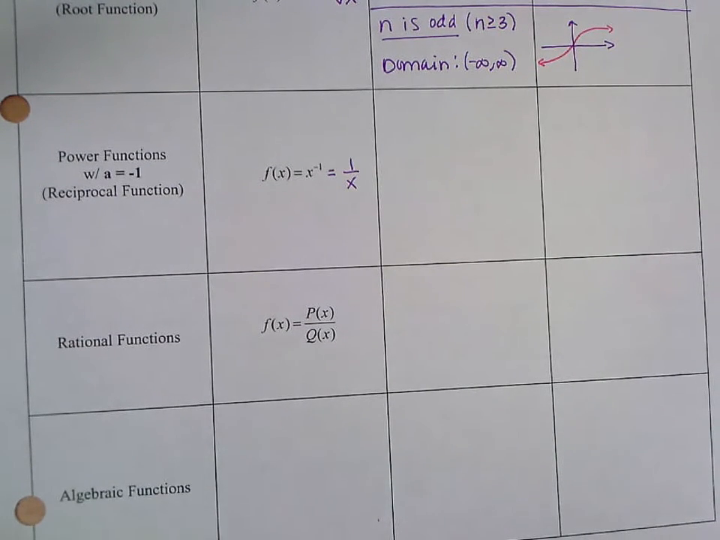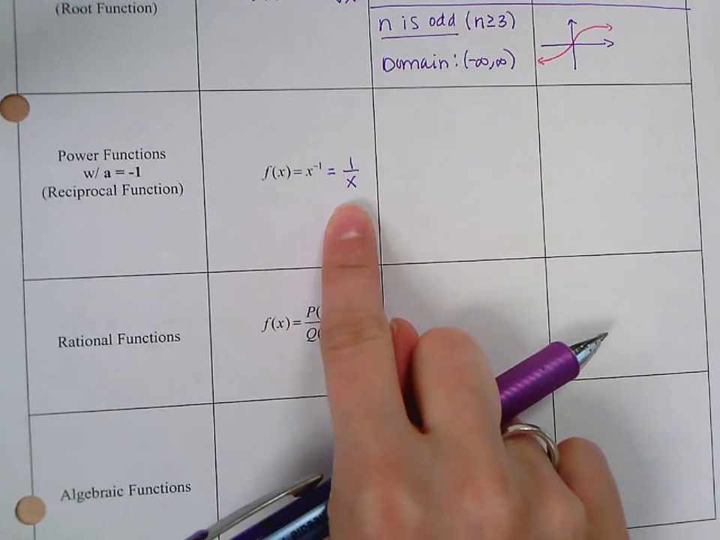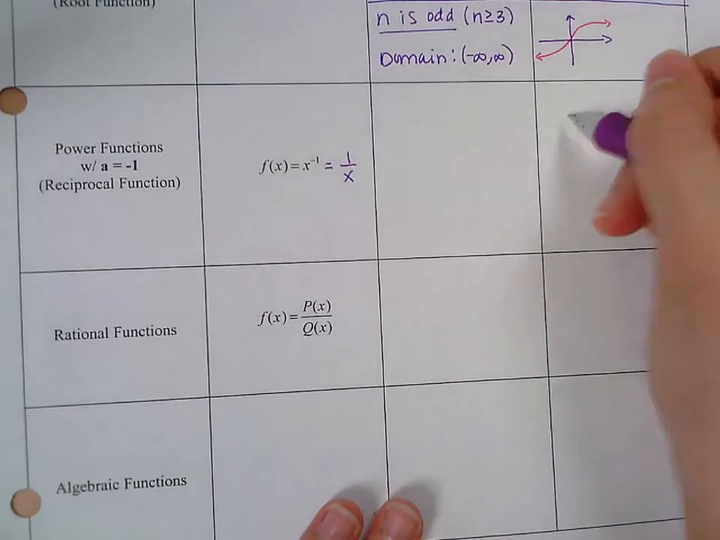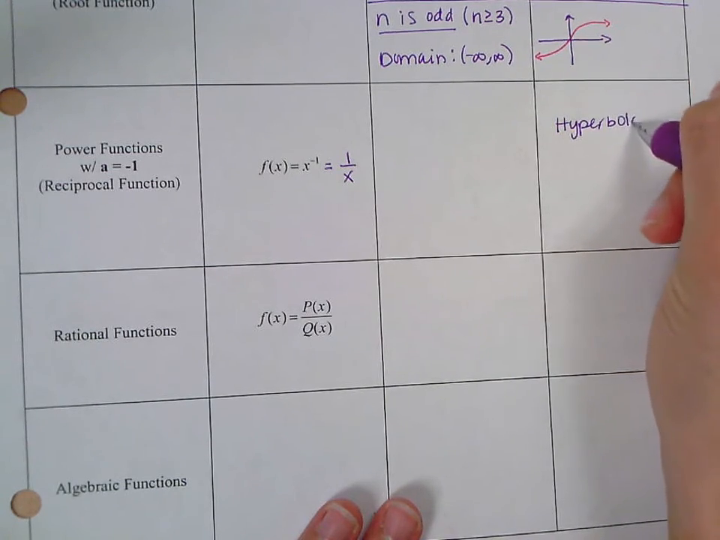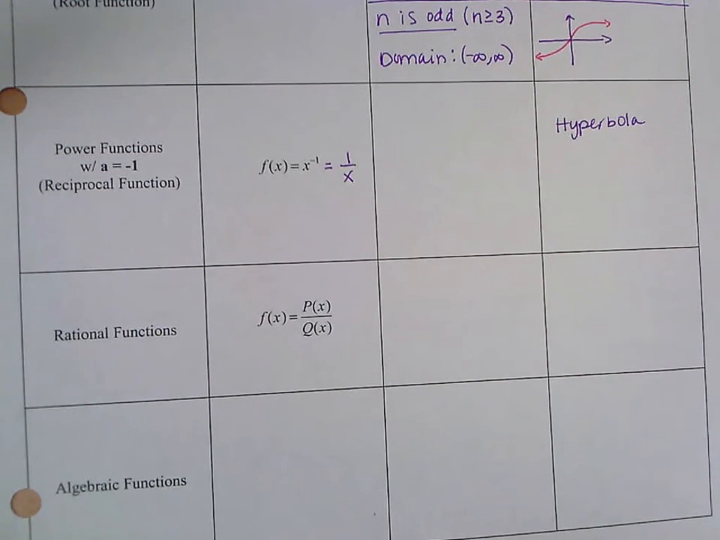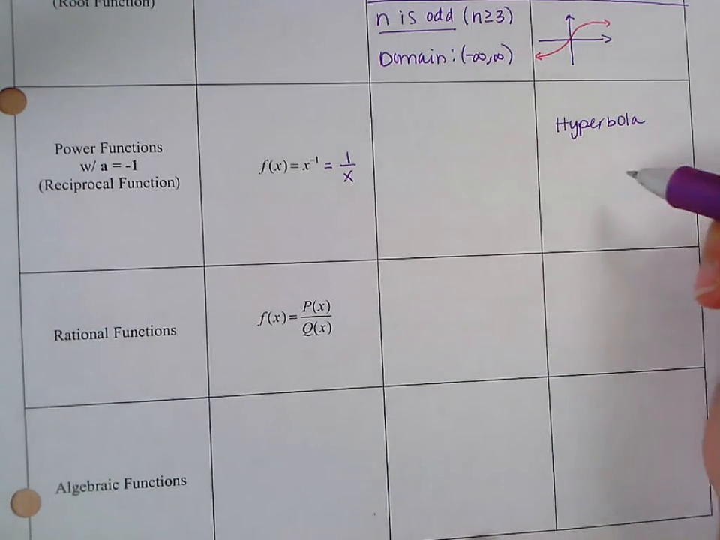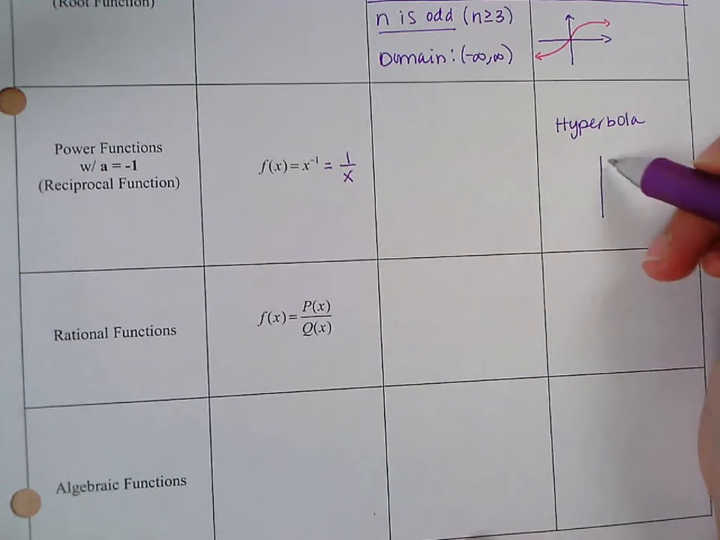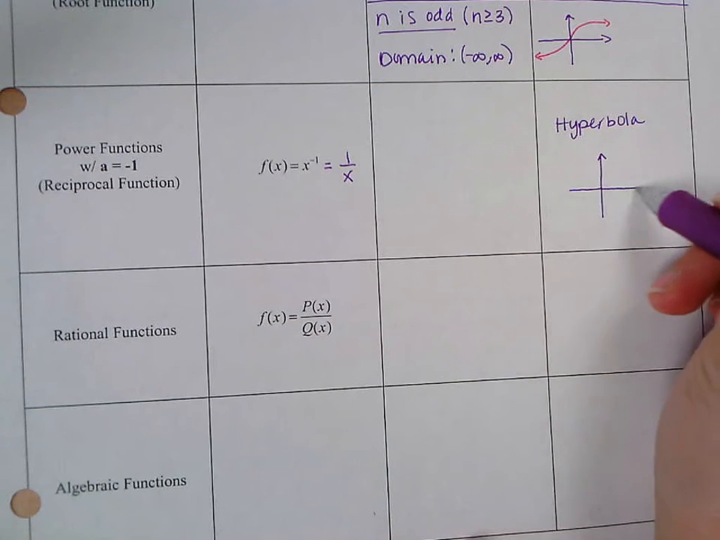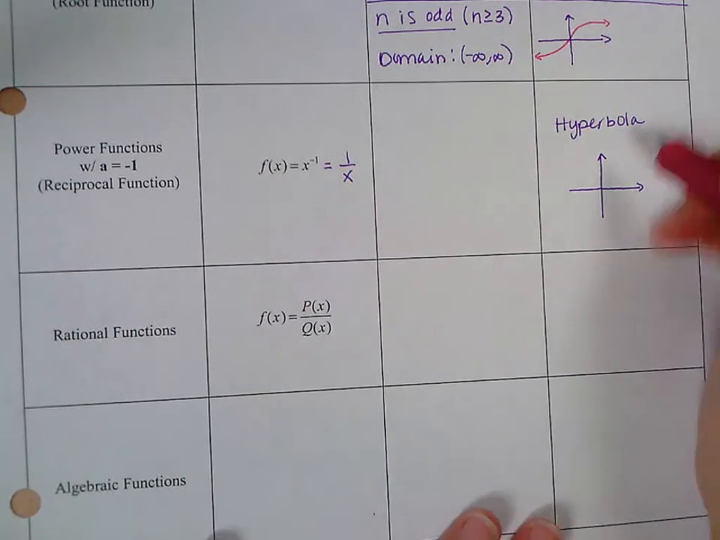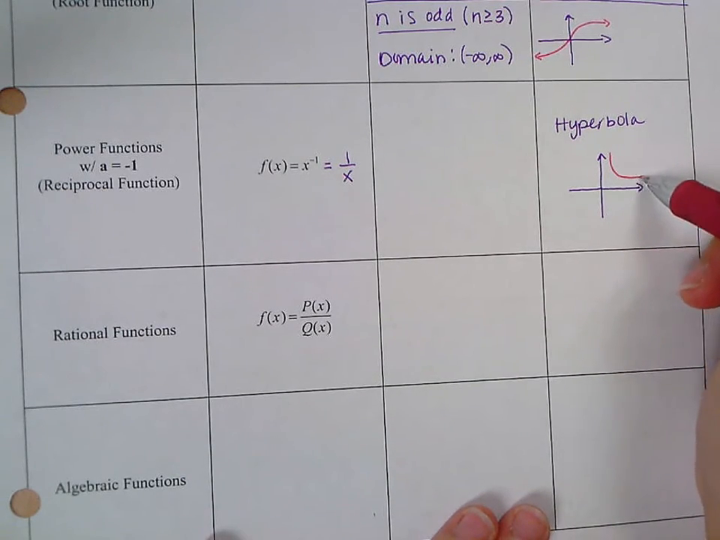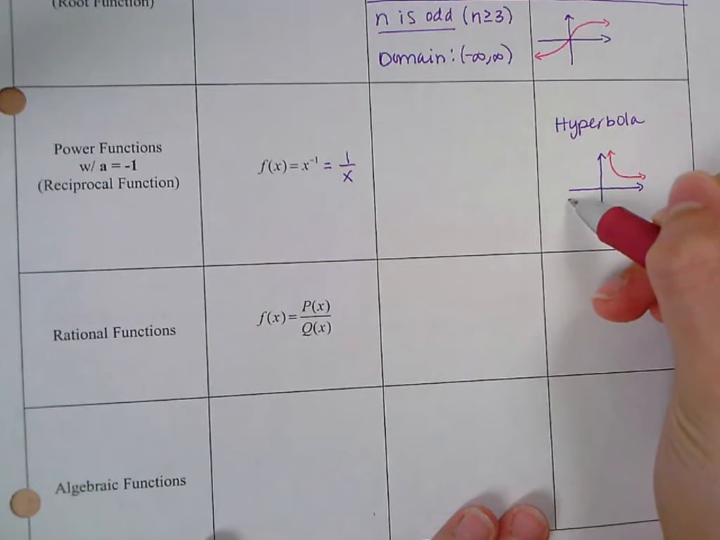So this graph, if you graphed f of x equals 1 over x, this is a hyperbola. You may remember from Algebra 2. However, it's not a hyperbola we would have ever graphed in Algebra 2 because it's like a diagonal hyperbola, if that makes sense. So this one specifically looks like this. Has this curve in the first quadrant and then a similar curve in the third quadrant.